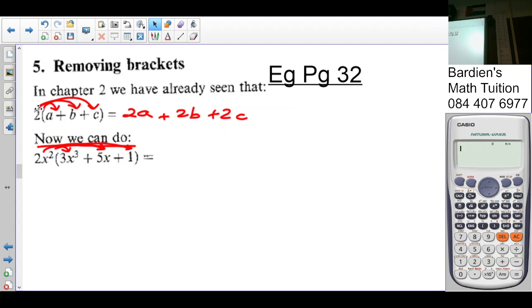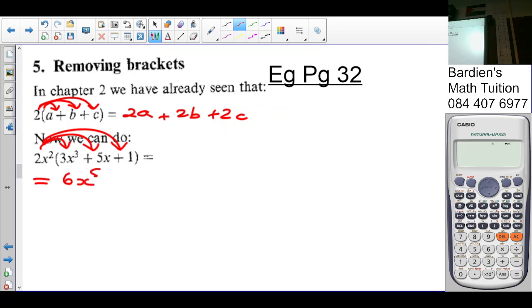Alright, so what's the answer here? So you got 2x squared times 3x cubed. 2 times 3 is 6x to the power of 5. You all agree with that? Carry on. Plus 7x to the power 3. You all agree with that? Right? Who got that answer?